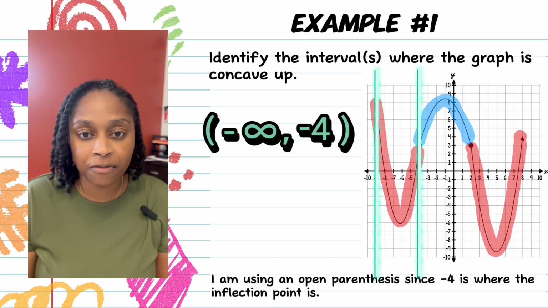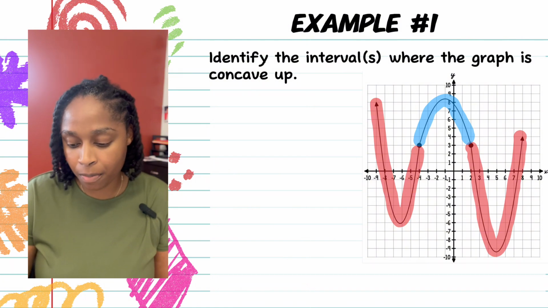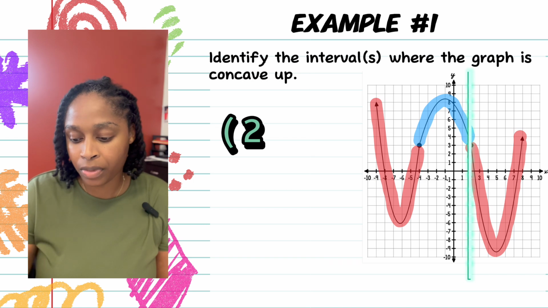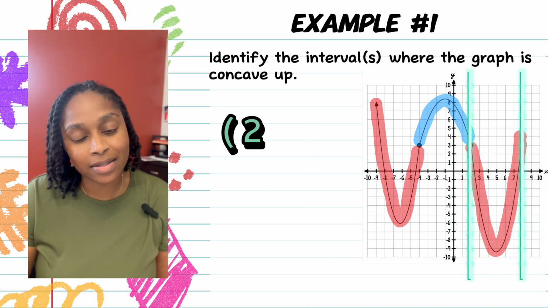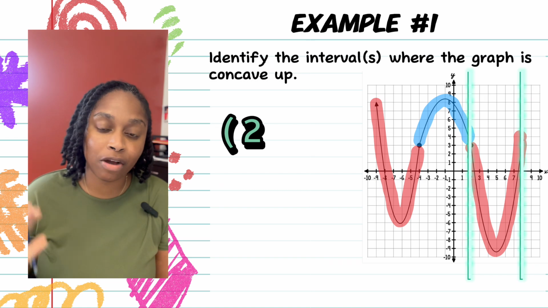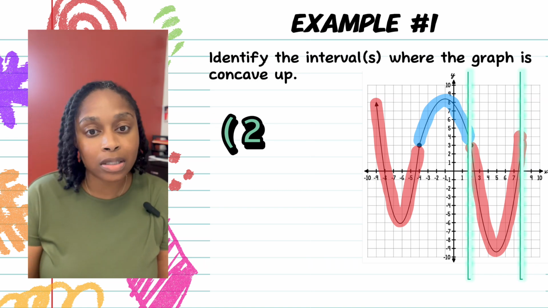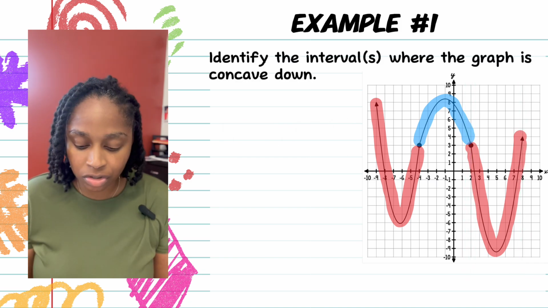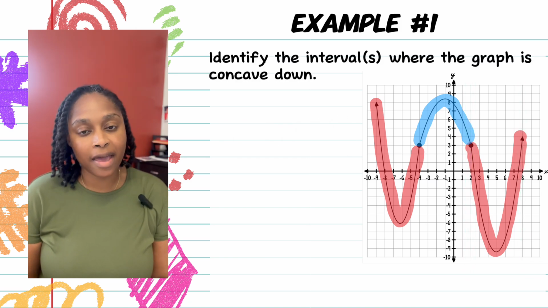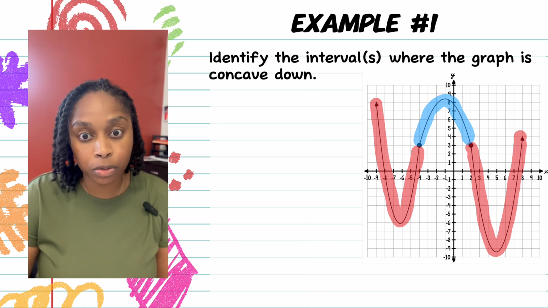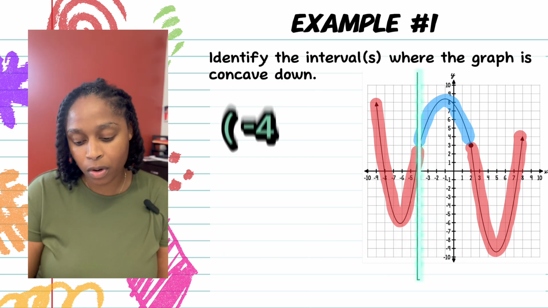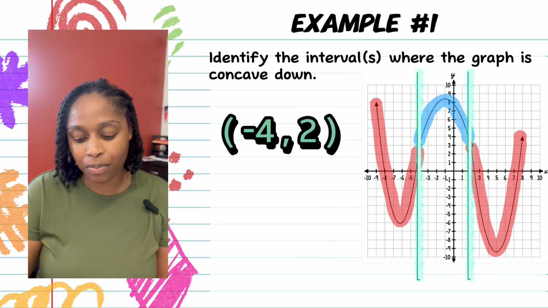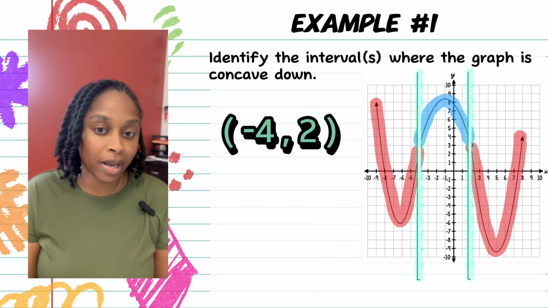Then we're going to do the same thing for the second portion where it is concave up. The next part where it's concave up starts at 2. I'm going to put a 2 there, with a parenthesis. When I draw a line towards the end, I see that I'm intersecting with another arrow, which means that graph is going to keep going until positive infinity. So the second interval is from 2 to positive infinity. Last section, identify the interval where the graph is concave down. We draw a line where the blue section starts, and it starts at -4. Then we draw a line where it ends, and that is at 2, in parentheses. So my interval is from -4 to 2.